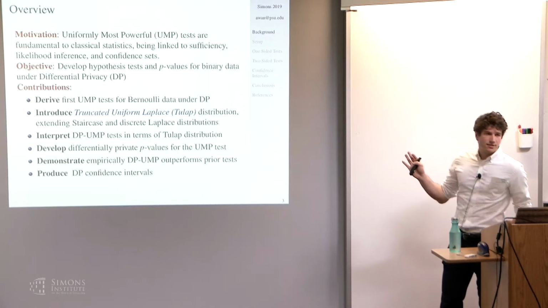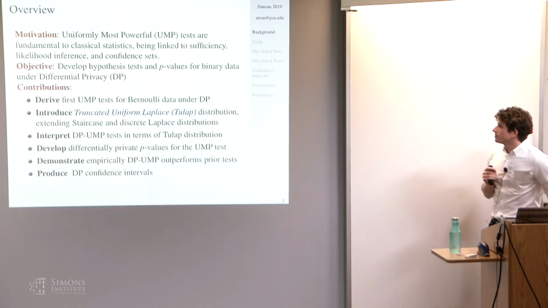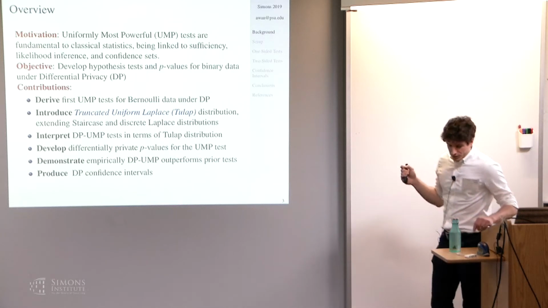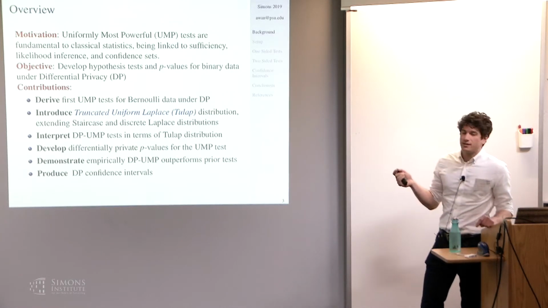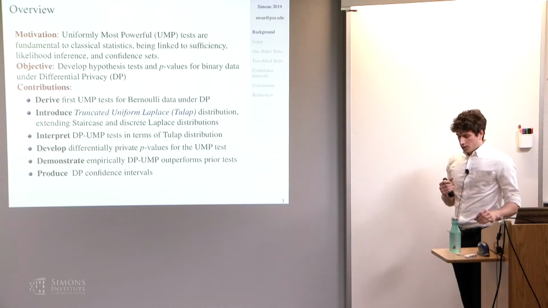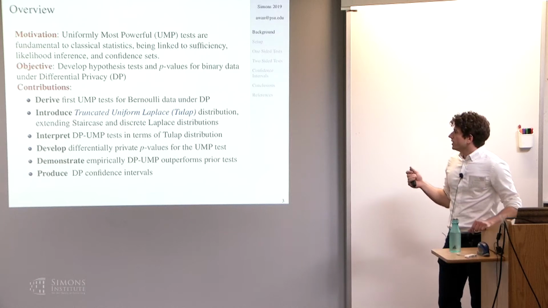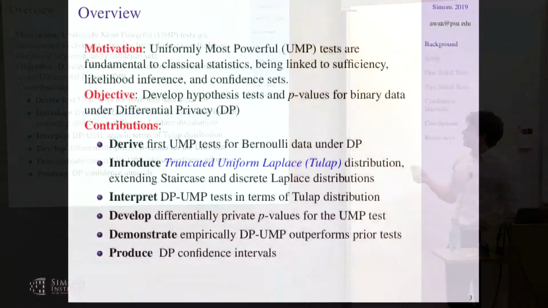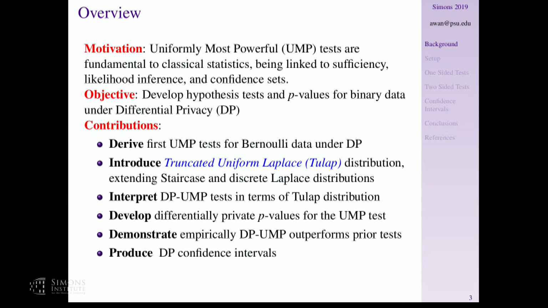So some of the highlights of our contributions. We're going to produce the first UMP tests under the framework of differential privacy, and this is for Bernoulli data. Along the way, we develop a new distribution, which we call the Tulap distribution, for truncated uniform Laplace. And this extends the staircase and discrete Laplace distributions, also known as the geometric distribution. And we show that our tests can be written in terms of this distribution that we've developed.